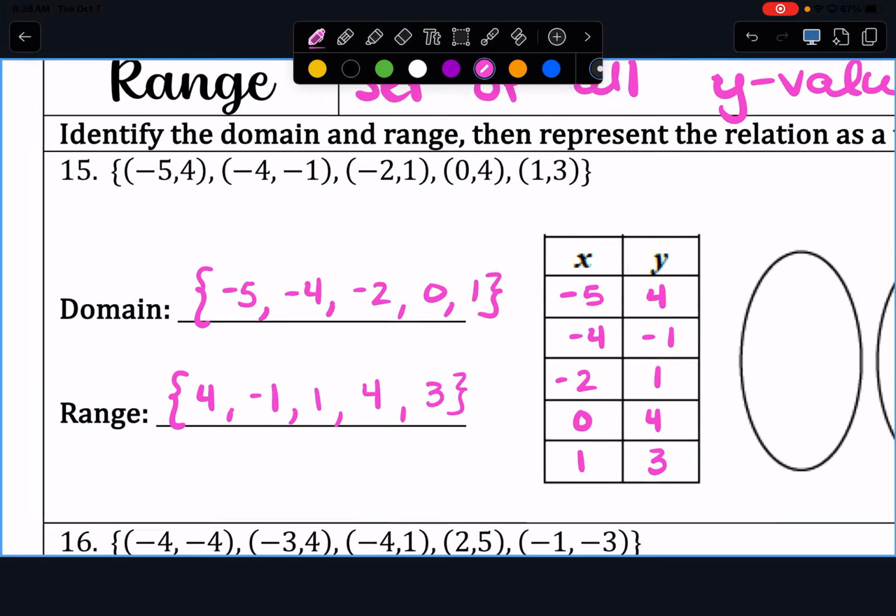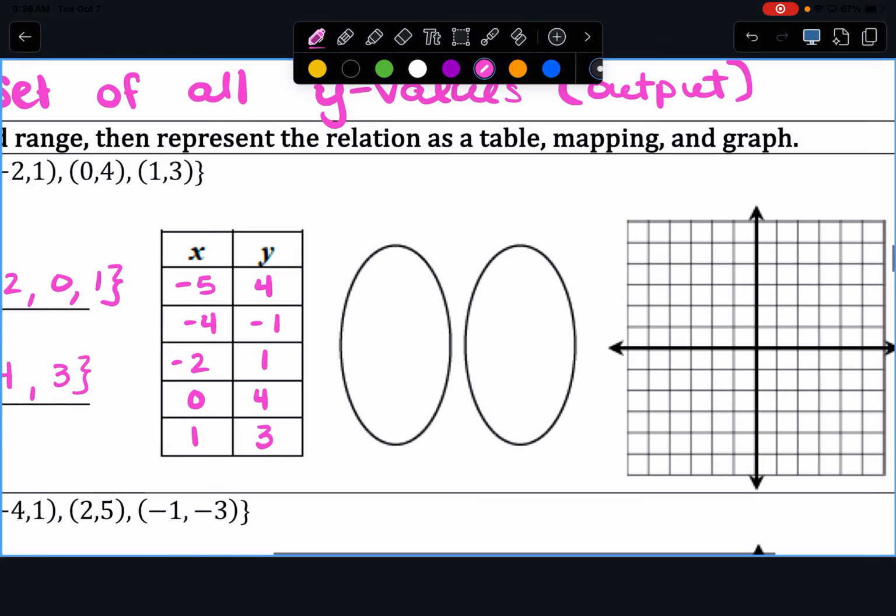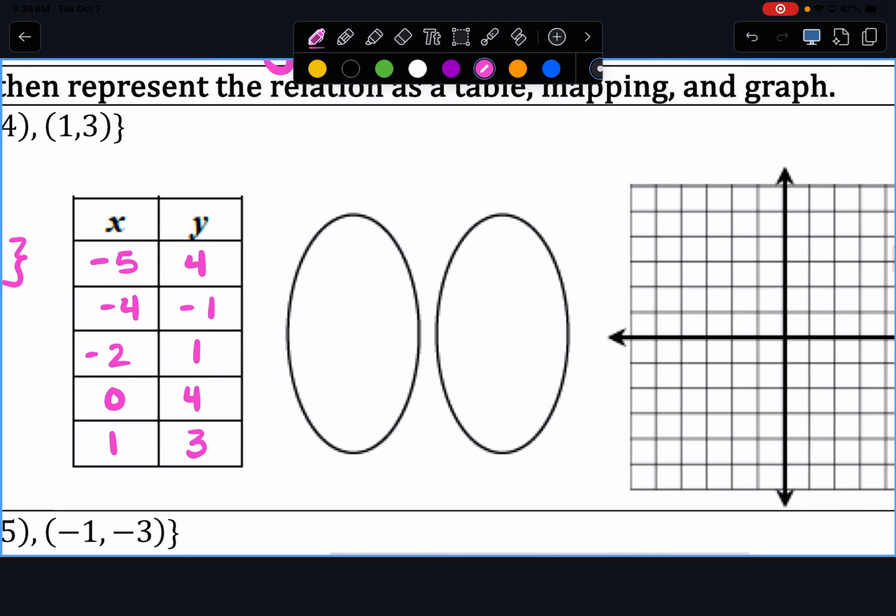All right, from here, we're going to draw it as a mapping. So to do this as a mapping, we have our x values and we have our y values. Whenever you're doing a mapping, you will not write duplicate numbers. You will only write numbers one time. So is there any duplicates in our x values? So we have -5, -4, -2, 0, 1.